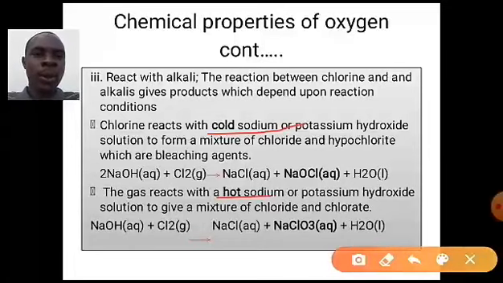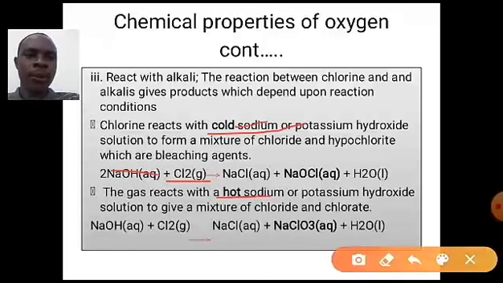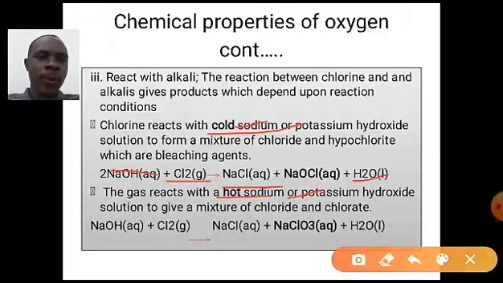Chlorine, when reacting with cold sodium or potassium hydroxide solution, forms a mixture of chloride and hypochlorite, which are bleaching agents. For example, this is sodium hydroxide reacting with chlorine when it is cold. The products formed are sodium chloride, sodium hypochlorite, and water. So the product is a mixture of chloride and hypochlorite. Hypochlorite is a bleaching agent.